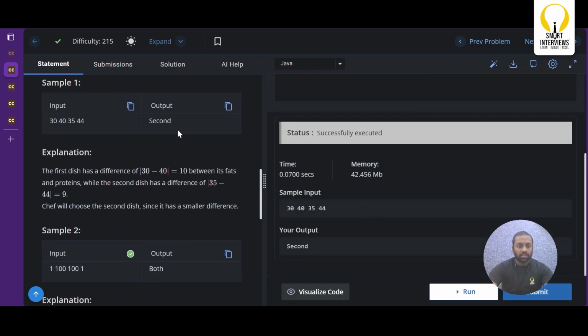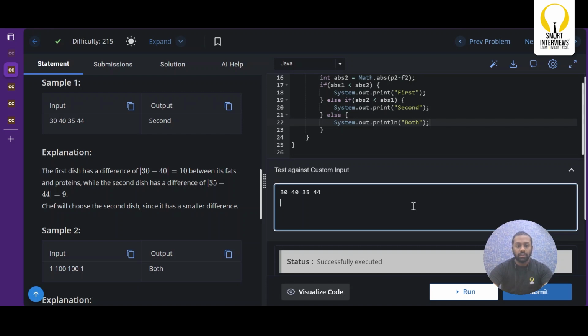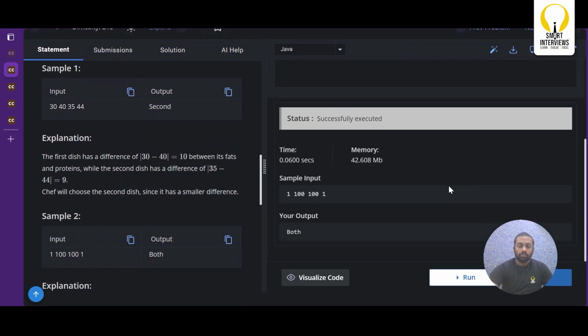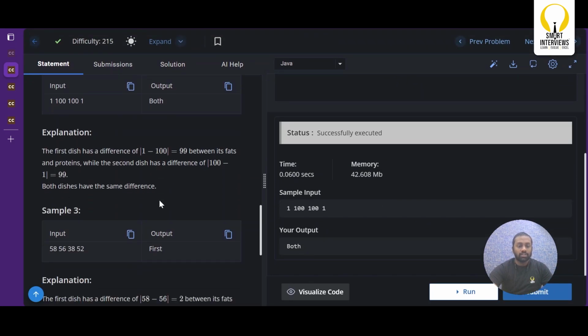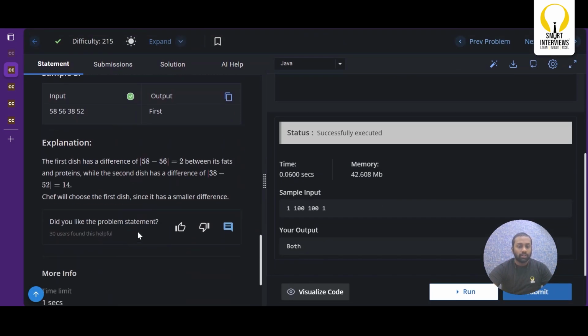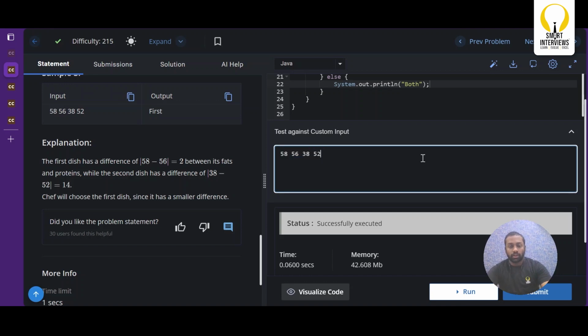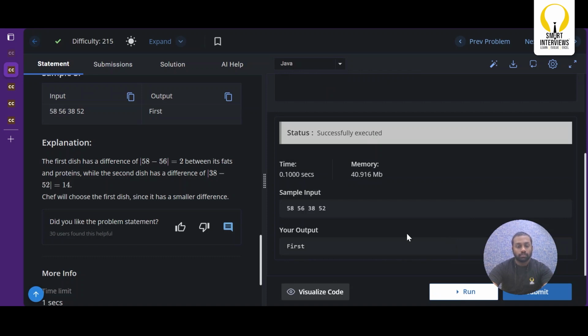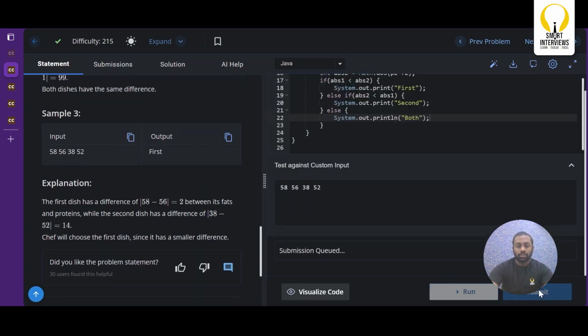Okay, for the first test case, it is as expected. Let's check for the second test case as well. The second test case as well is working, and we have one more test case, so let's try for it. First expected, so let's submit it.